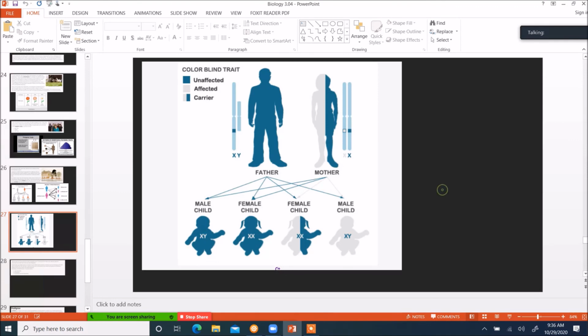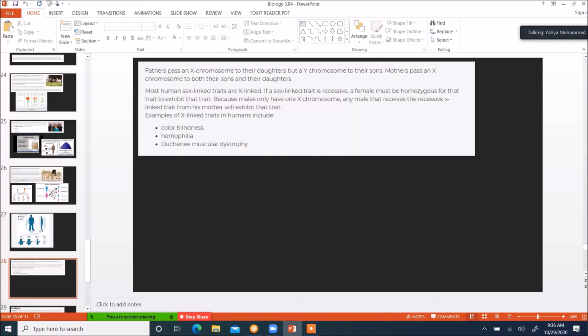All right. So let's go to this, which is showing some examples of X-linked traits. For example, color blindness. Color blindness can be from a variety of different things, but it is an example of an X-linked trait. Hemophilia, right? Anyone heard of hemophilia? Anyone know what hemophilia is?